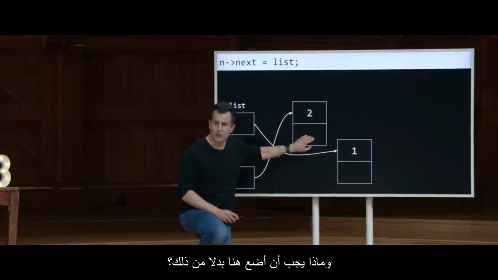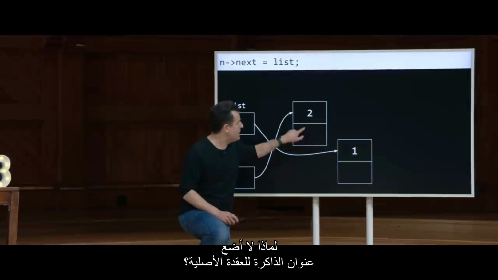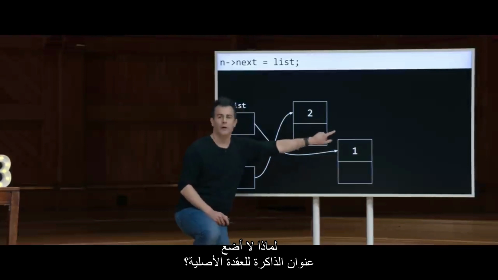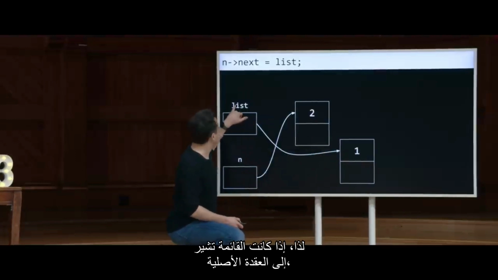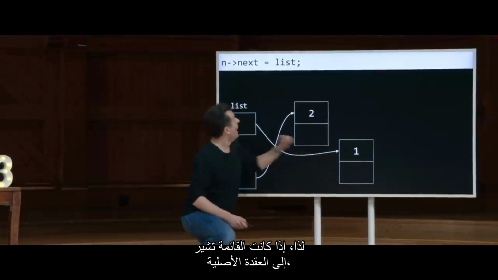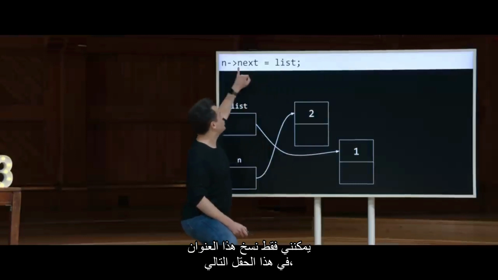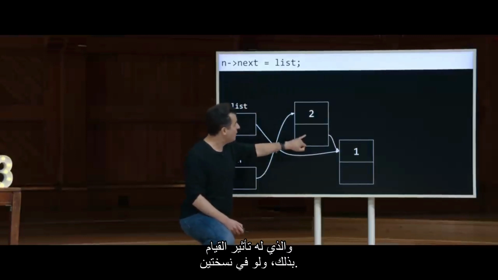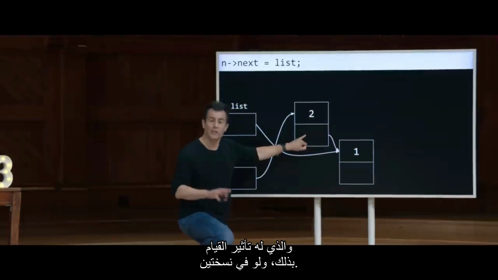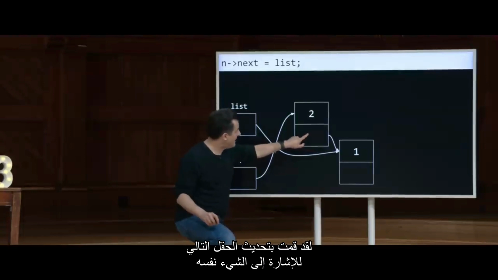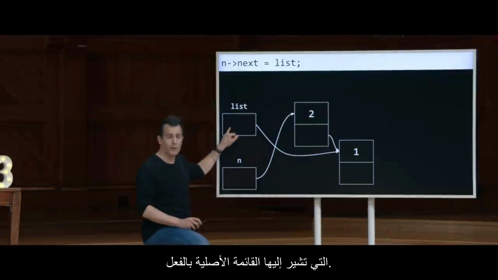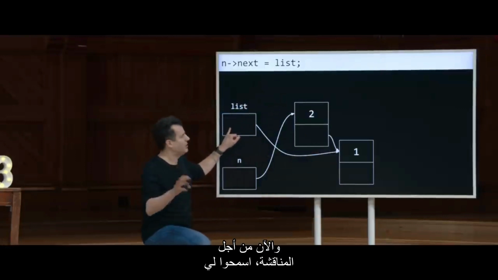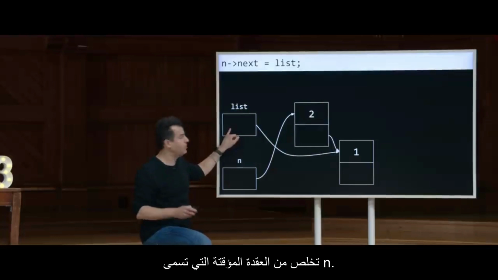And what should I put here instead? Why don't I put the memory address of the original node? How can I get that? Well, that's actually this. So if list is pointing at the original node, I can just copy that address into this next field, which has the effect of doing that, albeit in duplicate. I've updated the next field to point at the very thing that the original list is already pointing at. And now, for the sake of discussion, let me get rid of my temporary node called n.